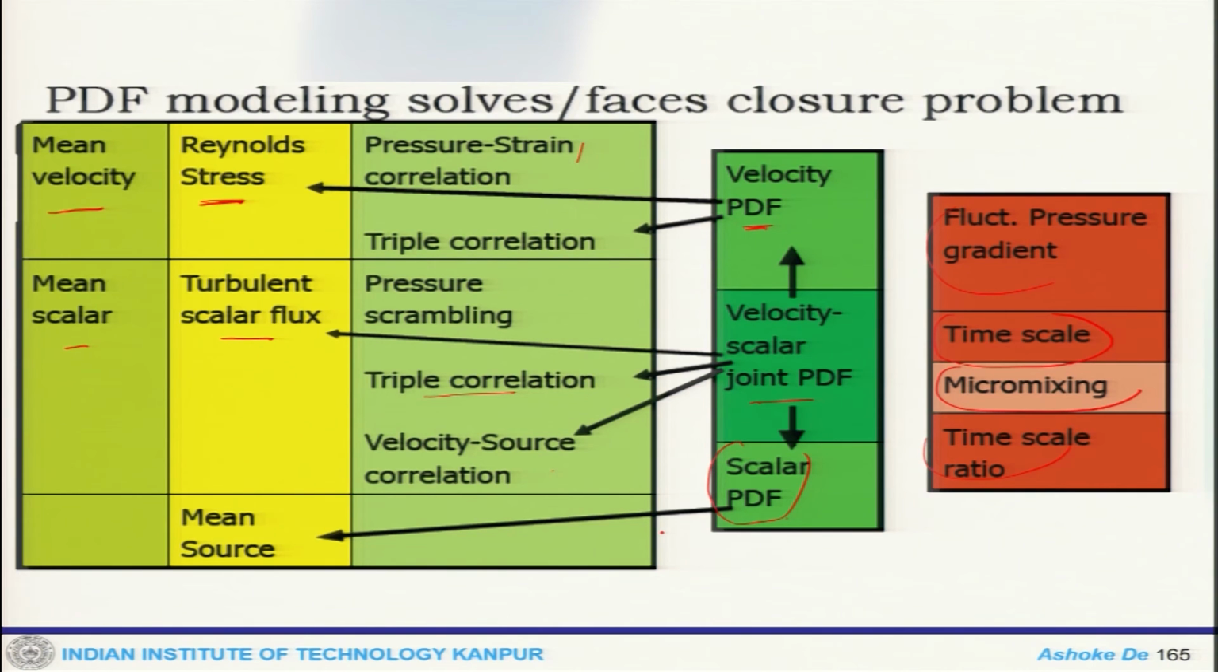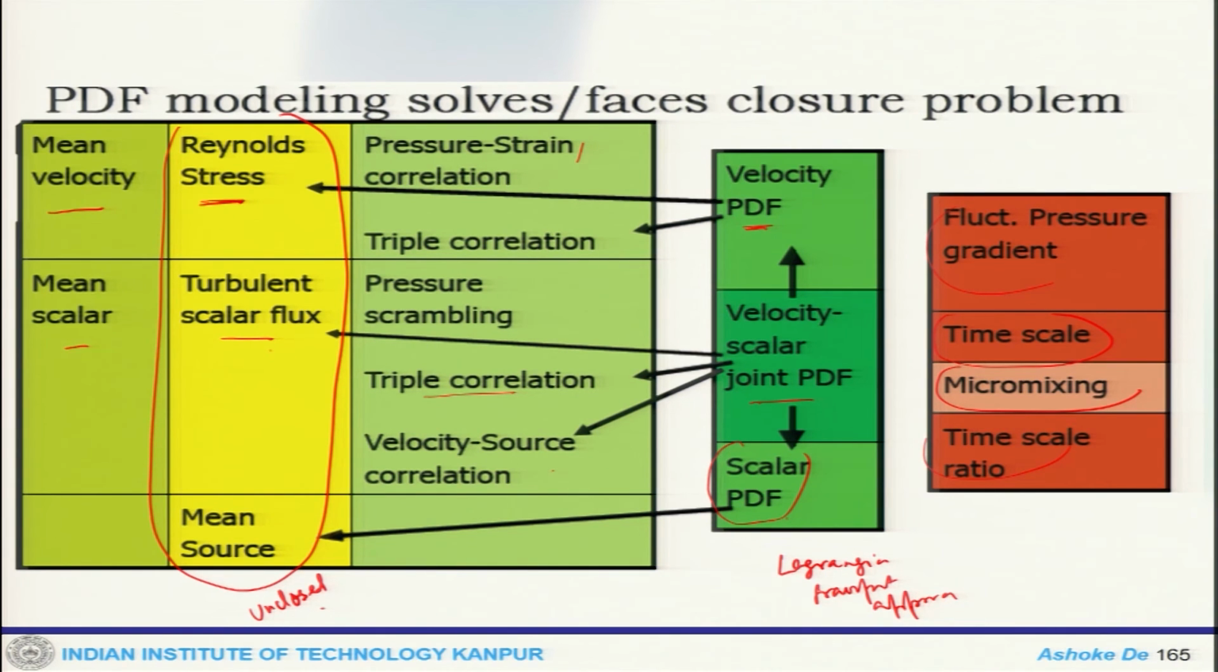So that will give you an idea of which PDF is used to close which of these terms. These are essentially the set of terms which arise as unclosed, and you close them through this Lagrangian transport approach or the probability density function approach.